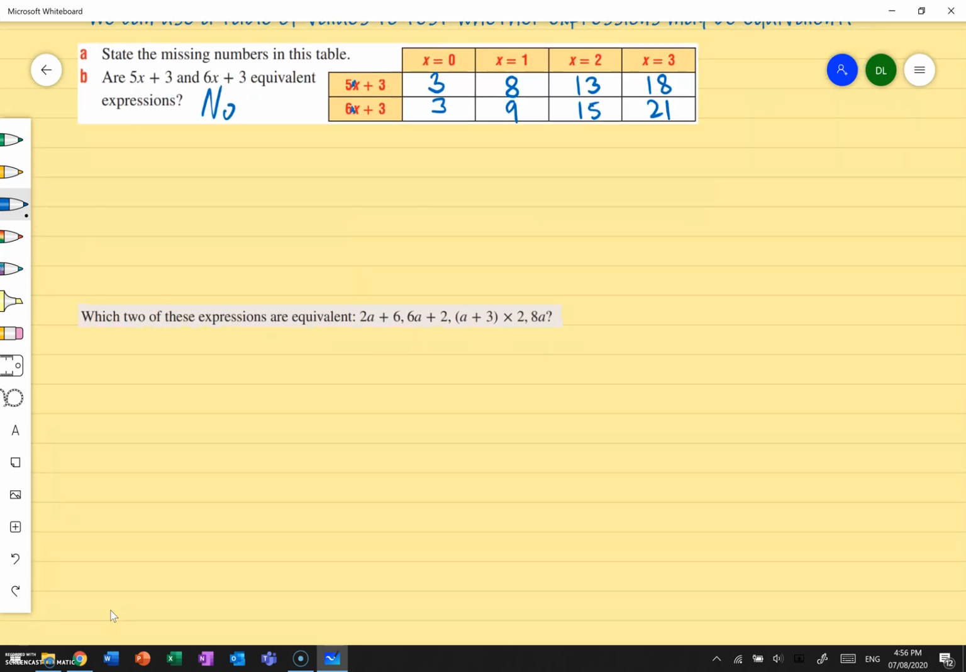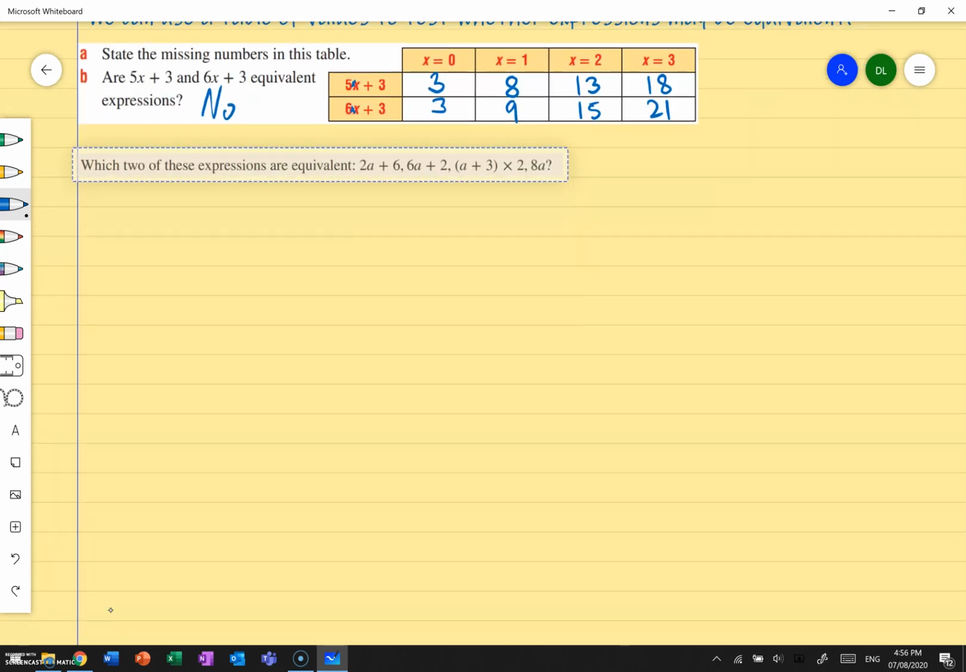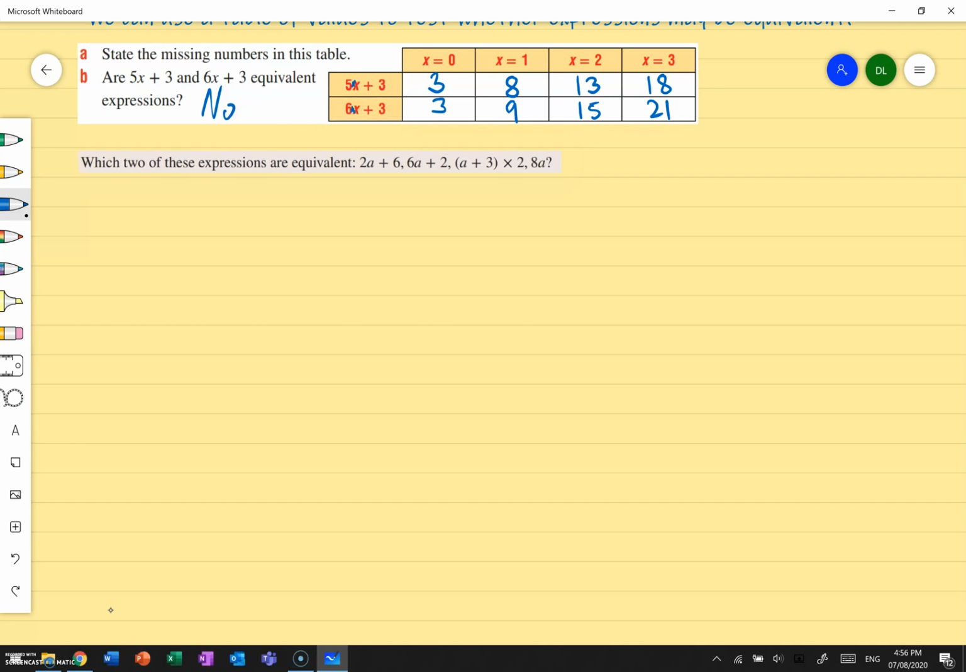So let's put that into practice. All right, so which two of these expressions are equivalent to each other? I've got 2a plus 6, 6a plus 2, a plus 3, and then all that times by 2, and then I've got 8a. So what I'm going to do is I'm going to construct a table of values.